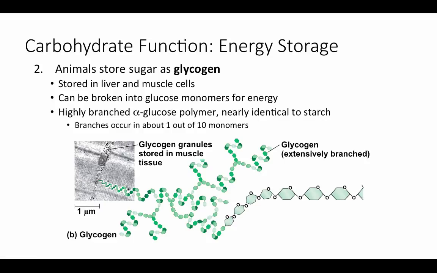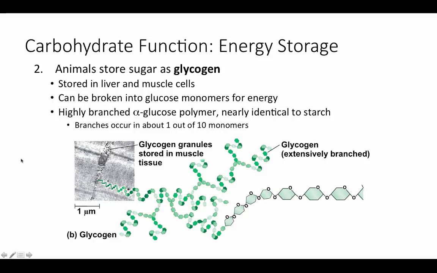So glycogen is highly branched. It's an alpha glucose polymer, and it's nearly identical to starch, aside from this high level of branching. In the case of glycogen, we see branches in about 1 out of every 10 monomers. So you can see lots of branches coming off from this illustration of a glycogen molecule, but basically still just a polymer of glucose.